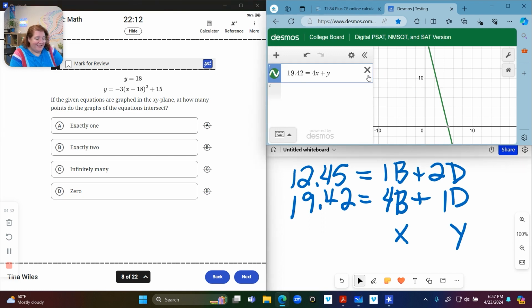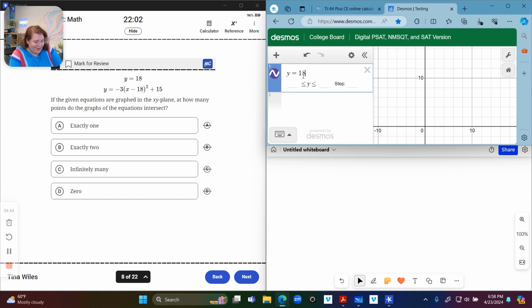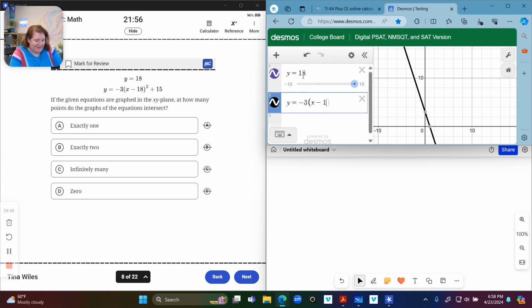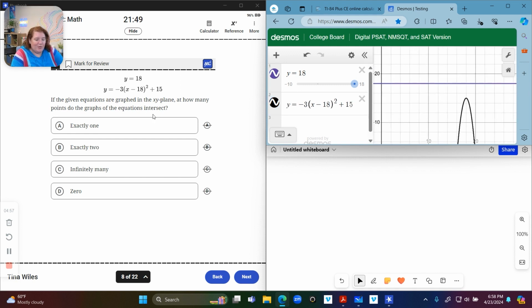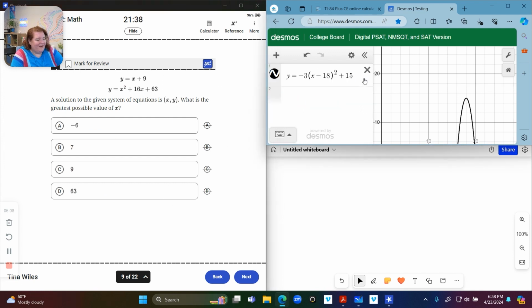Hey, yay! Another let's-use-Desmos problem. Again, I can solve this algebraically and plug y equals 18 in and solve it. But why would you do that when all you have to do is plug this in? In case you can't tell, I am a big Desmos fan. They want to know at how many points these equations intersect. None. 0 is the answer. And another one. They don't know how much I love Desmos.